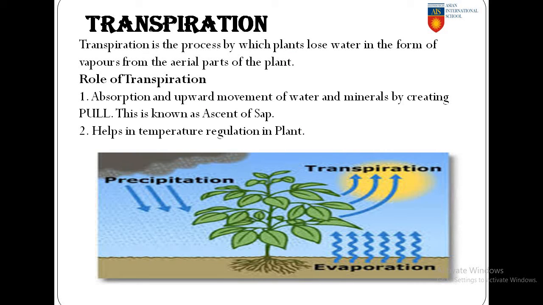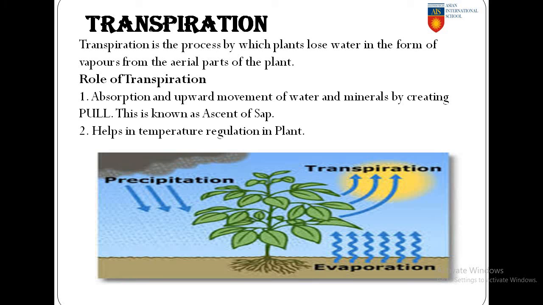Now, what do you mean by transpiration? Transpiration is the process in which the excess water which is there in the plant is lost in the form of water vapor from the aerial parts of the plant.